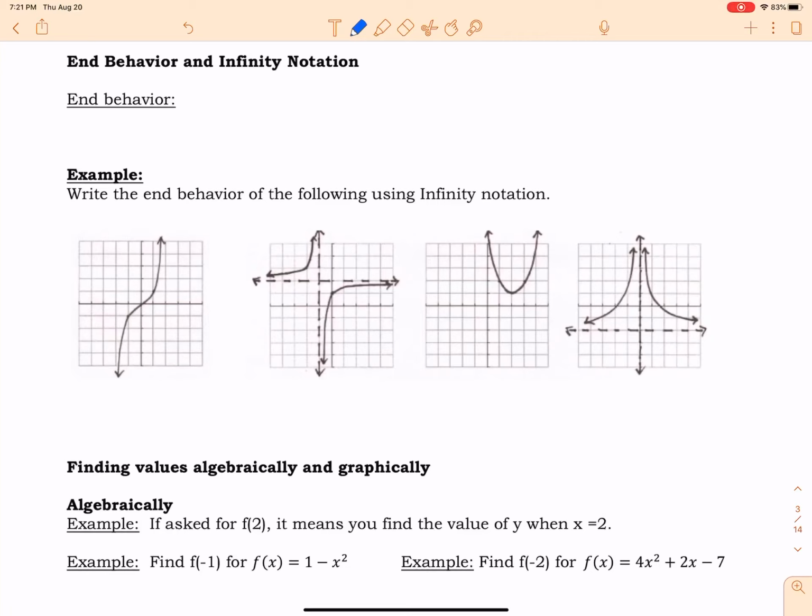Okay, babies, we have end behavior and infinity notation. That's what we're going to talk about in this video. It's going to be short and sweet.